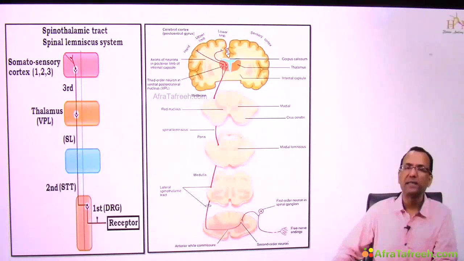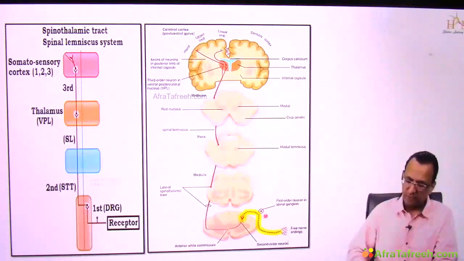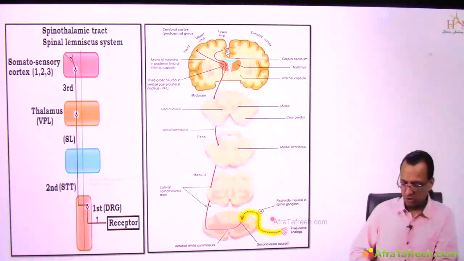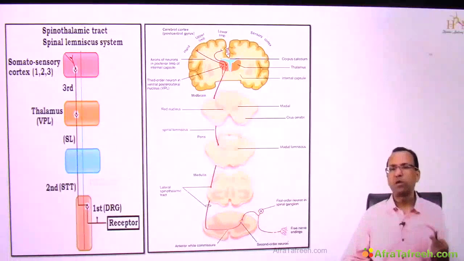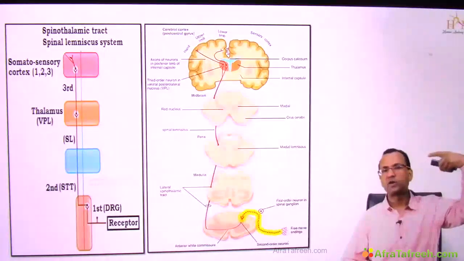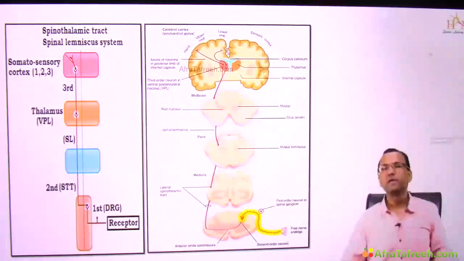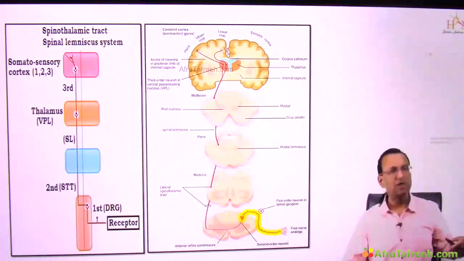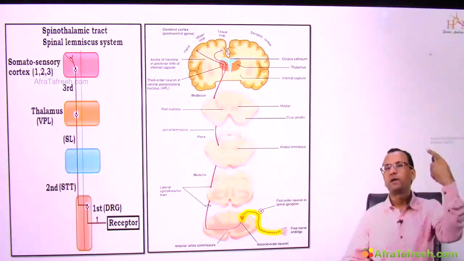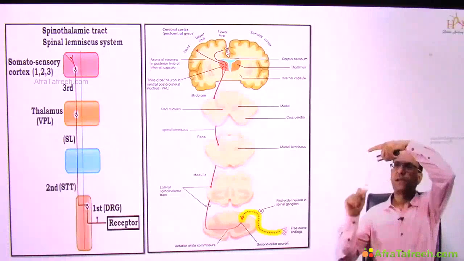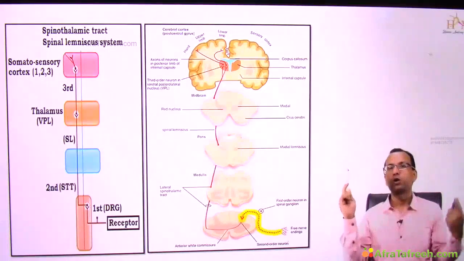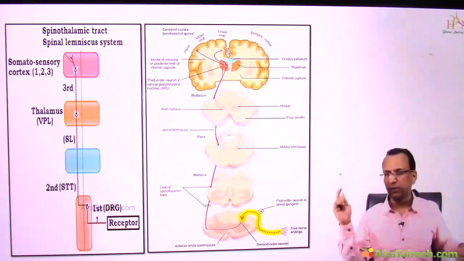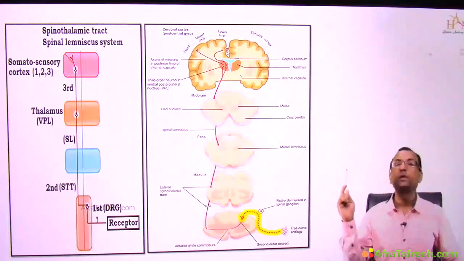The information is in Harrison's Medicine. It says that when pain fibers come from the skin or parts of the body wall, they ascend one or two segments before they cross the midline. So fibers coming from the left side will ascend one or two segments before they synapse and cross the midline. What is the importance of knowing that? It means that if the injury was on the right side at the T10 spinal segment, where will be the loss of pain and temperature? One or two segments below the level of the lesion: T12 and below the level of T12.